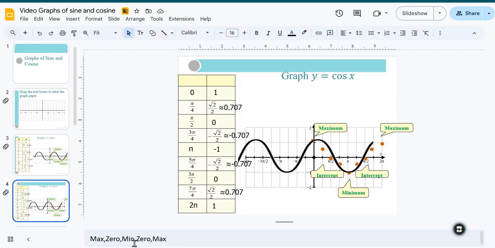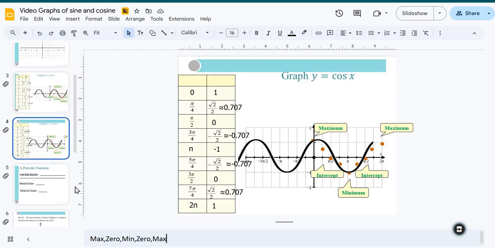Notice that we still begin and end at the same type of point. For our sine, we began and ended at a 0. For our cosine, we begin and end at a max. And then there are always zeros halfway in between any of our mins and our maxes. That's true for both cosine and sine. Halfway in between your maxes and mins are always going to be your zeros. So that's what our graph of cosine looks like, and there will be a better graph here at the end.